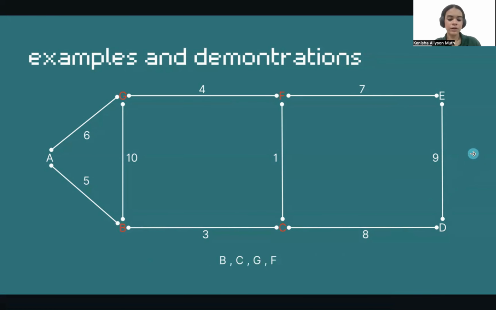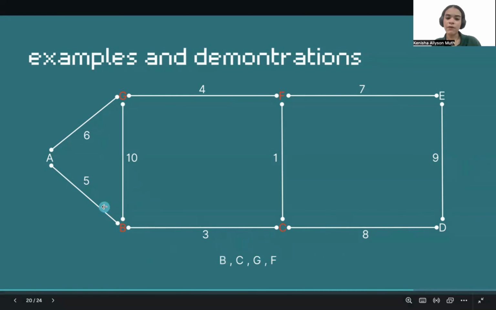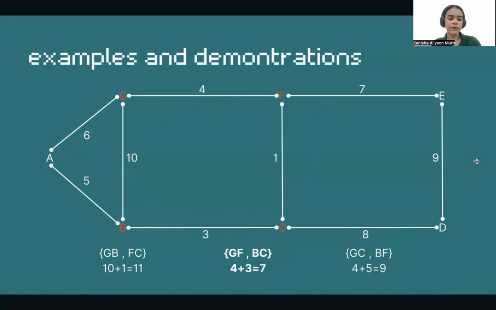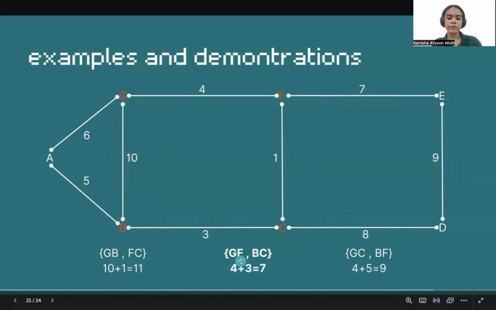Next, we have to figure out all the vertices with an odd number of edges. So as you can see, we have concluded that B, C, G, and F have an odd number of edges, with 3 edges here. Next, we have to make all possible sets of pairs of nodes: GB FC, GF BC, and GC BF. And then we have to choose the pair with the least cost, which is obviously GF and BC with only 7 total, if you add their 4 and 3 here.